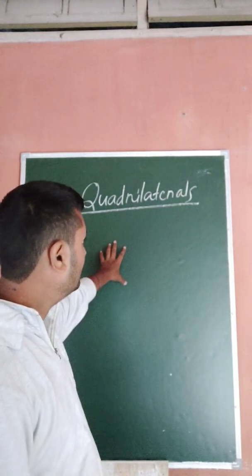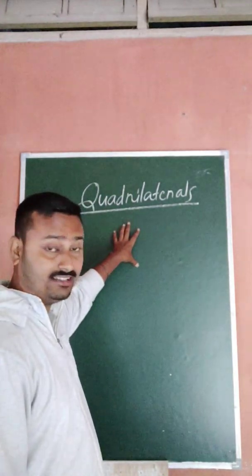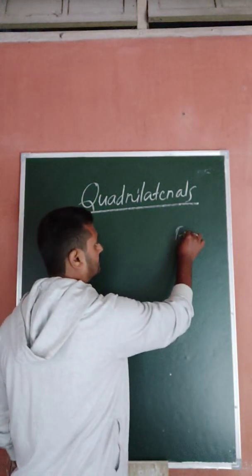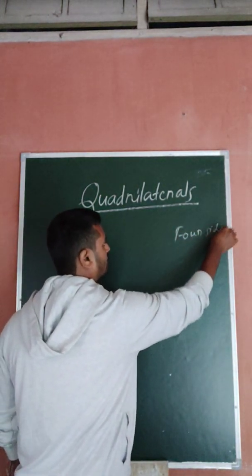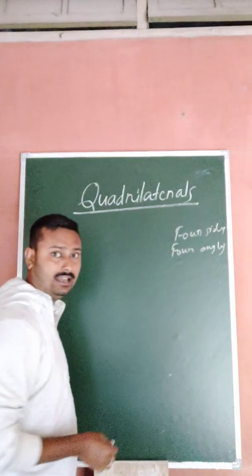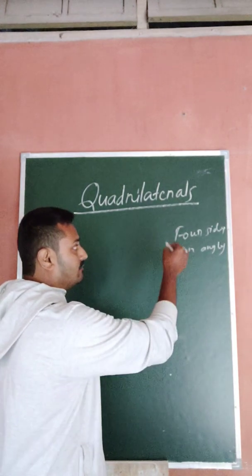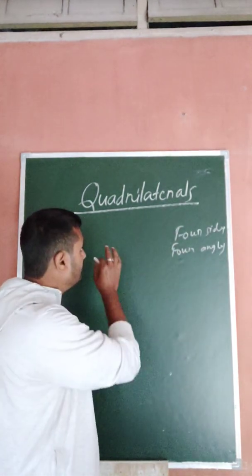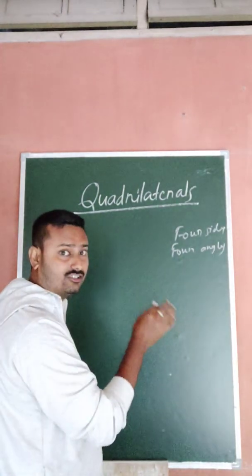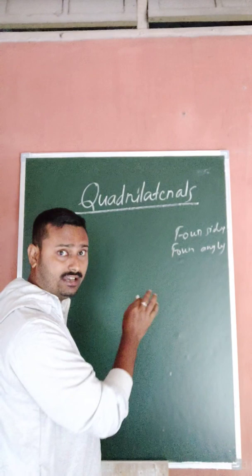Mainly, you have to notice the concept is the main thing. So I always try to focus on giving the concept. So at first, quadrilaterals: 4 sides and 4 angles, and it must be a closed figure. What will be the definition of quadrilaterals? The definition will be: a closed figure having 4 sides and 4 angles is known as a quadrilateral, or a polygon having 4 sides and 4 angles is known as a quadrilateral.